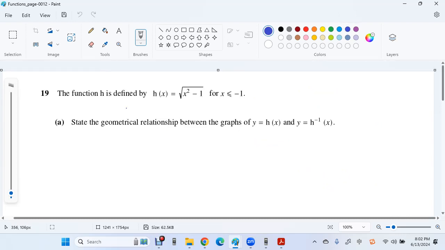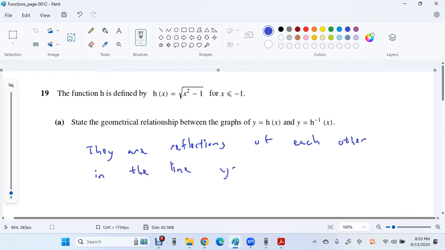Question number 19. Function f is defined by this. State the geometrical relationship between the graph of y equals f(x) and y equals f inverse of x. So they are reflections of each other in the line y equals x.